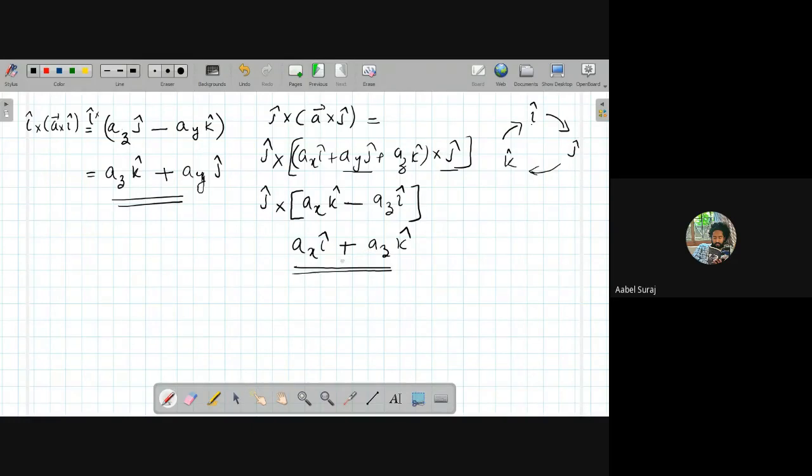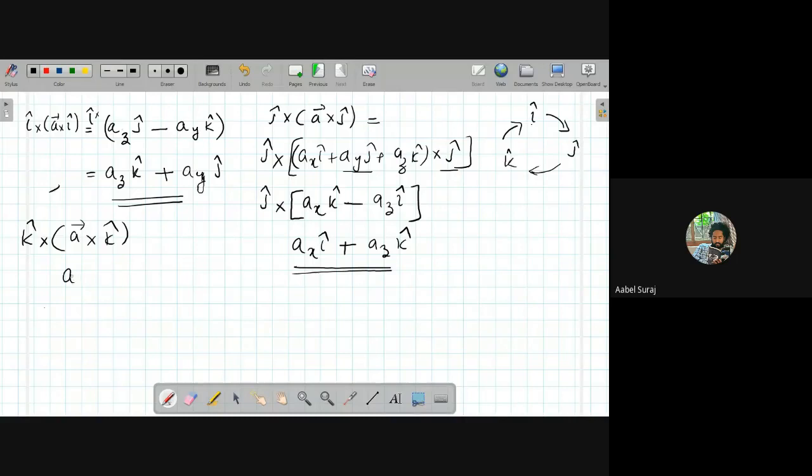Okay. So if you are doing it with a j, there won't be a j component over here. Similarly, we just do this thing. Just try to do this thing. What is k cross a cross k? What will be the answer? Please try to do this. k cross a cross k. What is the answer? ax i plus ay j.